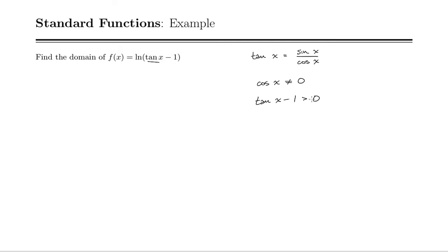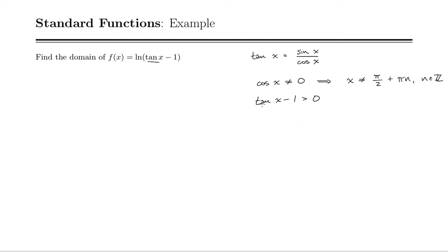All right, well, let's talk about this. First of all, cosine of x cannot equal 0. Well, that means that x cannot equal pi over 2 plus pi times n for n an integer. Okay, we should be used to this information from the unit circle.